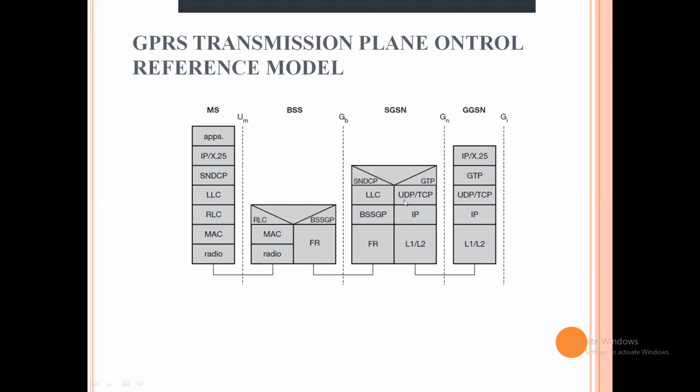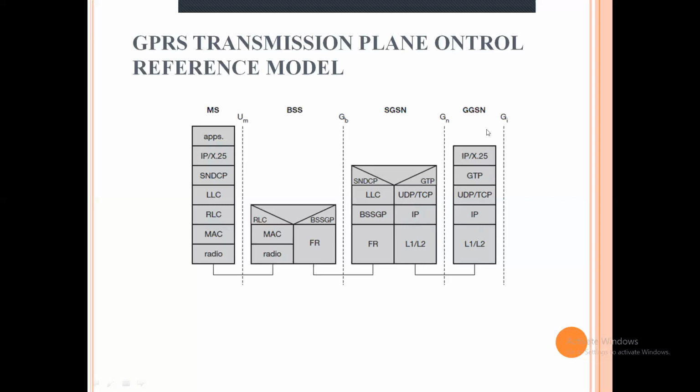This is UDP and TCP. These are the protocols. UDP is a connectionless, unreliable protocol, and TCP is a reliable, connection oriented protocol. This IP is the Internet Protocol, and L1, L2 here represent the physical layer and data link layer.